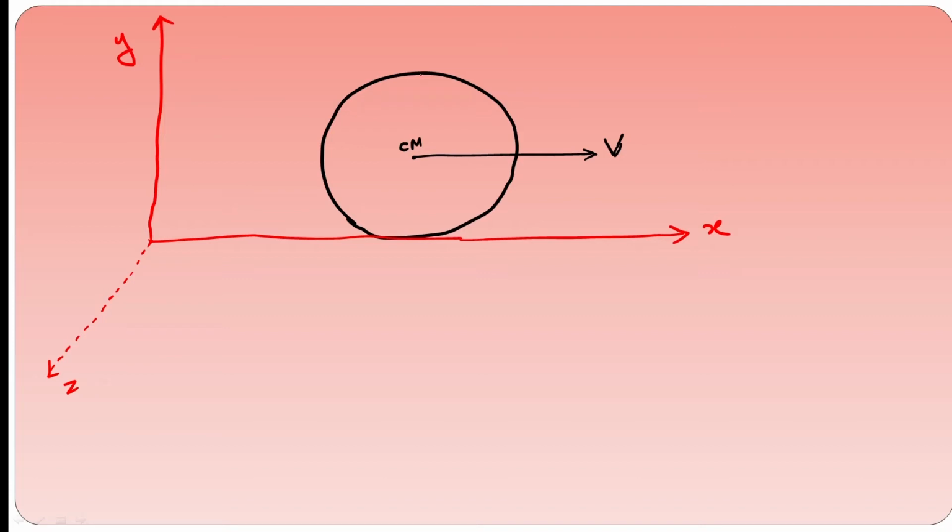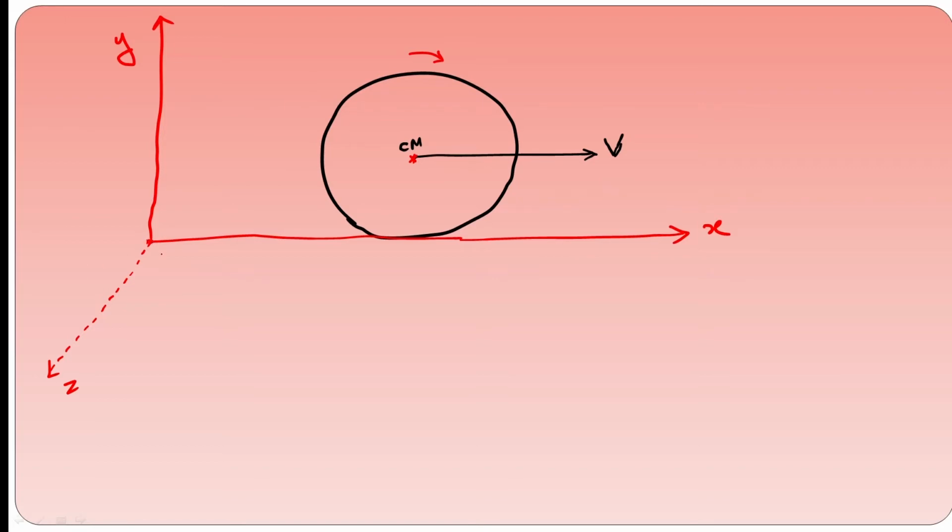This body is rolling. That is, it has both translation and rotation motion, and you can see that the axis of rotation is parallel to the Z axis. The axis of rotation is the axis passing through the center of mass. Definitely that axis is parallel to the Z axis. Now the angular momentum of the body will be along the Z direction.